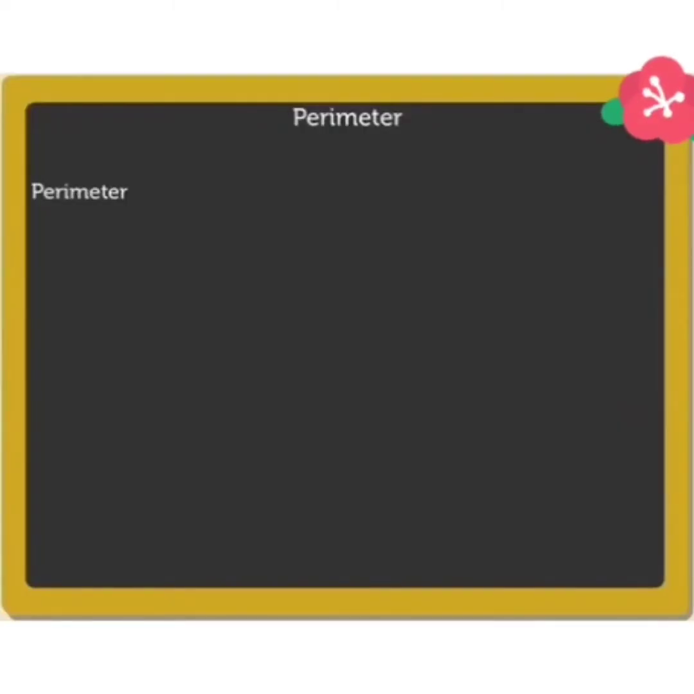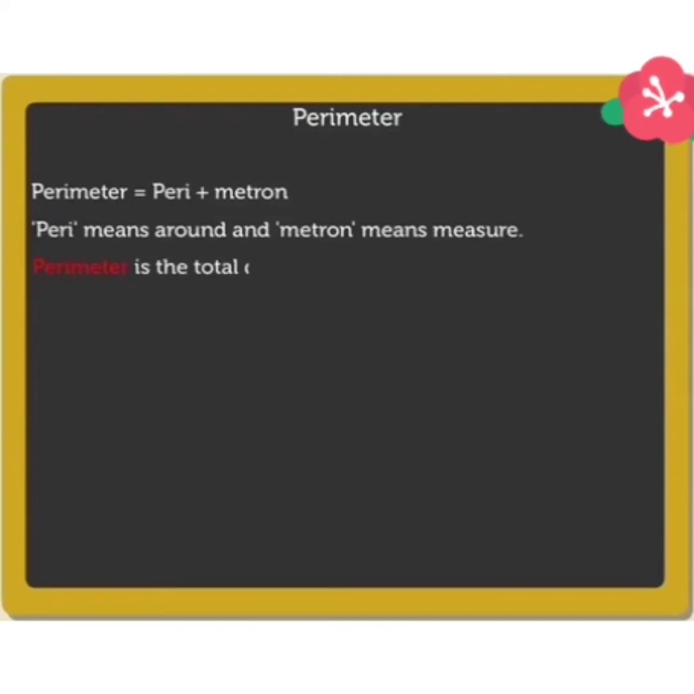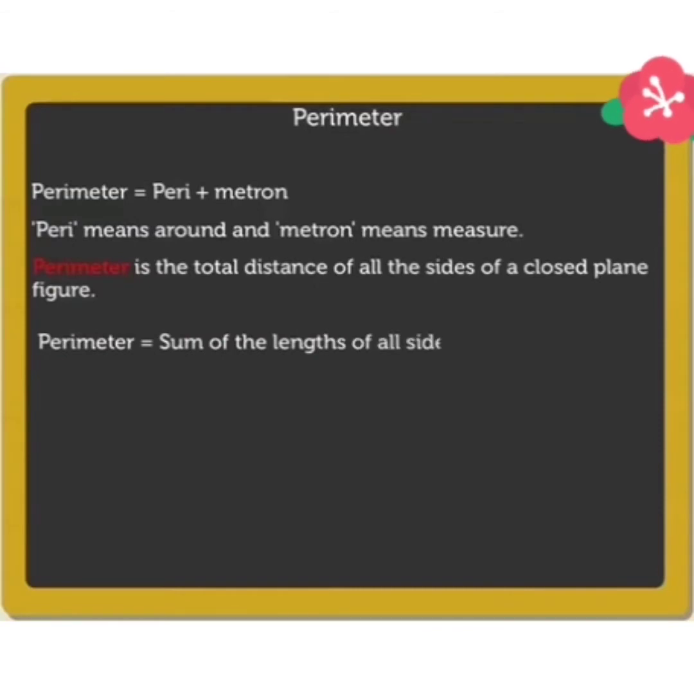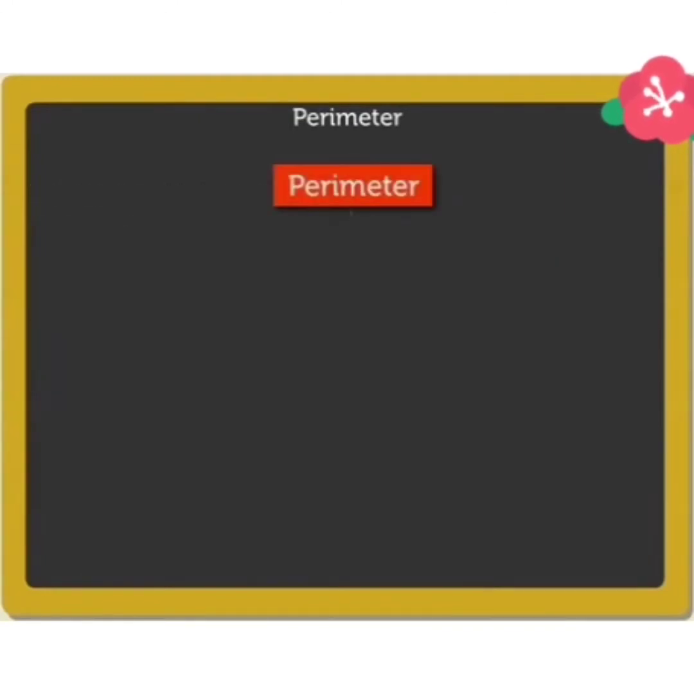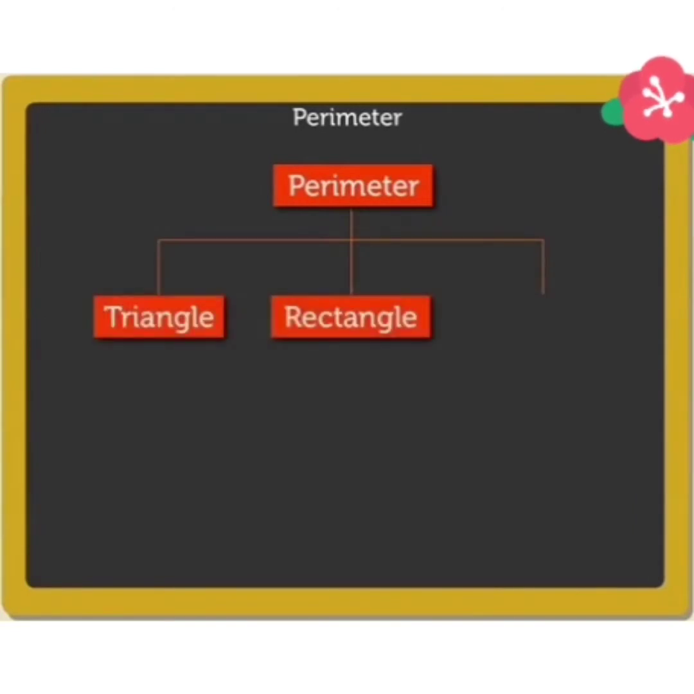The word perimeter comes from two Greek words, peri and metron. Peri means around and metron means measure. Thus, perimeter is the total distance of all the sides of a closed plane figure. Hence, it is found by adding the lengths of all sides of a closed plane figure. Today, we will learn how to find the perimeter of the polygons, triangle, rectangle and square using formulas.